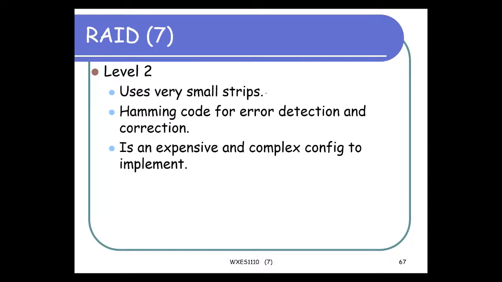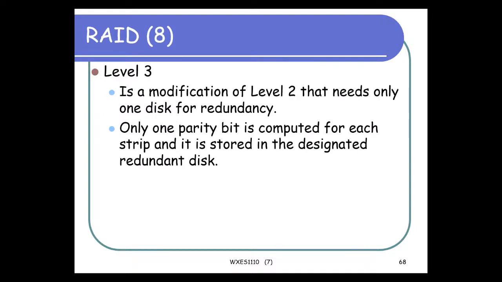RAID level 2 uses very small strips and Hamming code for error detection and correction, and it is an expensive, complex configuration to implement. It is expensive because the number of disks in the array depends on the size of the strip. All drives must be highly synchronized in both rotational movement and arm positioning. RAID level 3 is a modification of level 2 that needs only one disk for redundancy. Only one parity bit is computed for each strip, and it is stored in the designated redundant disk.